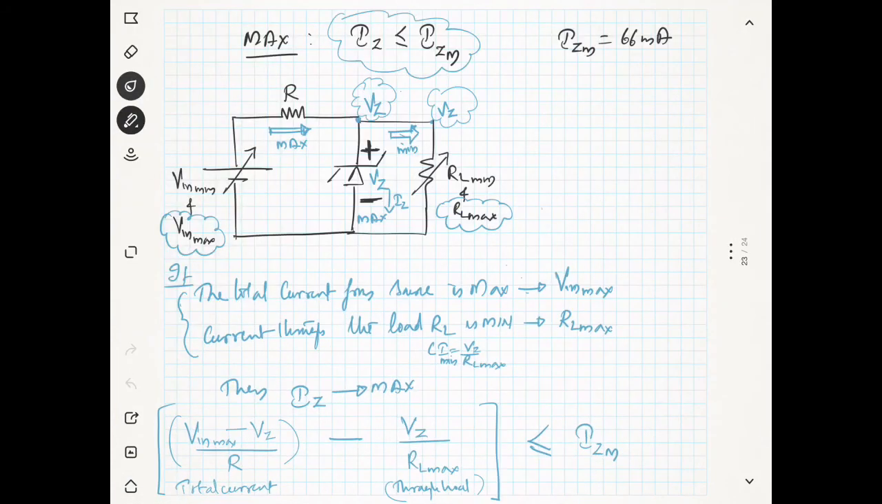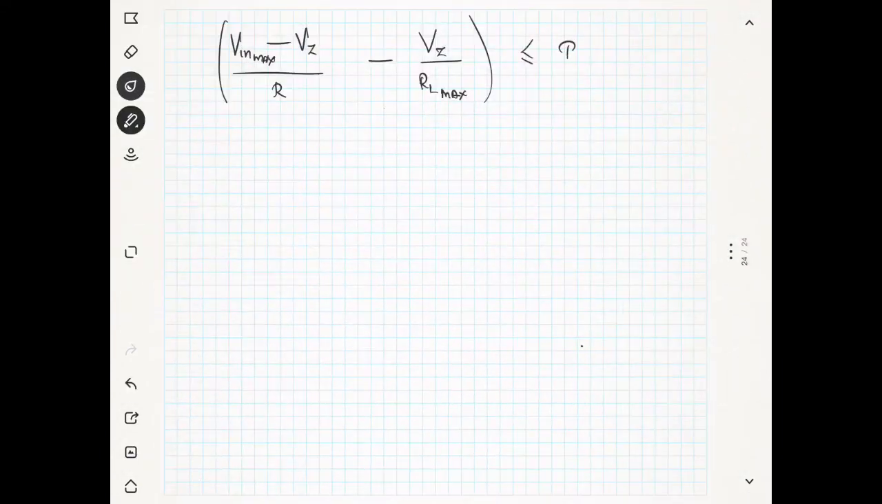So I will write this equation once again. You can see that Vin maximum minus Vz over R is the total current, minus the current through the load. The current through the load is minimum when the load is maximum. So this current total should be less than or equal to IZM, as I have told in the previous slide. Okay, now I will substitute.